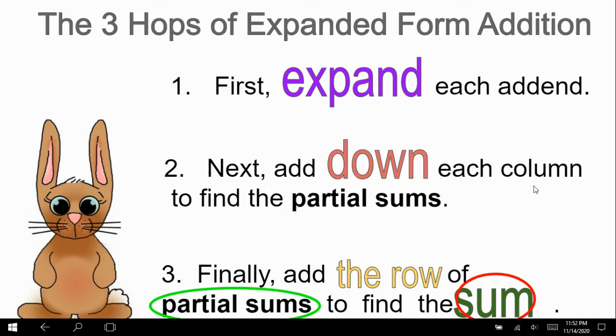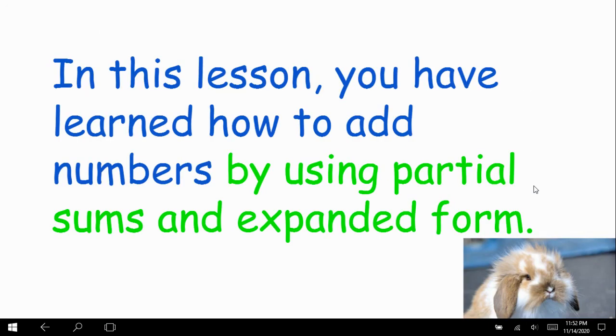So today, before we leave, let's review the 3 hops of expanded form addition. The first thing for this strategy to work, you must expand each add-in. The next thing you do is add down each column to find the partial sums, beginning with the ones place. And finally, you add the row of partial sums to find the sum, the answer. In this lesson, you have learned how to add numbers by using partial sums and expanded form.